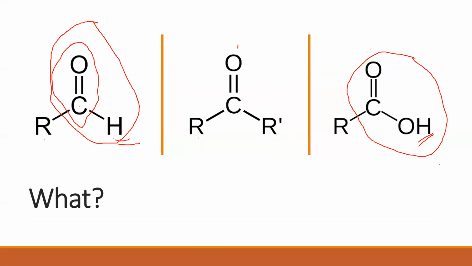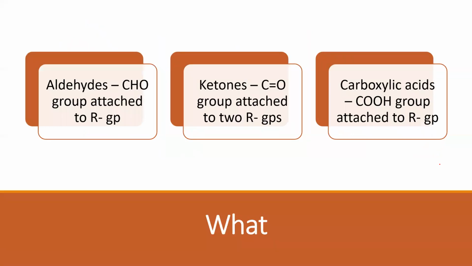So let's understand their definitions. Who are aldehydes? Aldehydes are compounds where a CHO group is attached to an R group. Who are ketones? A C double bond O group is attached to two R groups. Who is a carboxylic acid? A COOH group is attached to an R group. Clear? Super. Now that we know what these compounds are, we'll try to see how to name them.